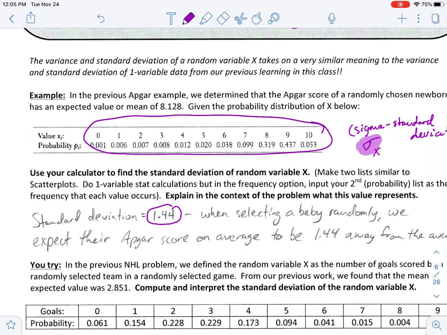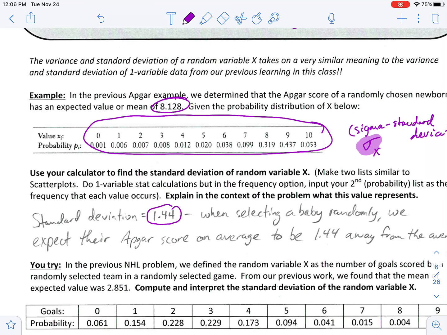Okay, so in this case, when we select a baby randomly, still got to say that, you're looking at a single selected baby. When we select a baby randomly, we expect their APGAR score, context, on average to be 1.44 away from the average. Remember the average was 8.128 for this data, right? We expect a baby's score to be 1.44 units or points away from the average on average.